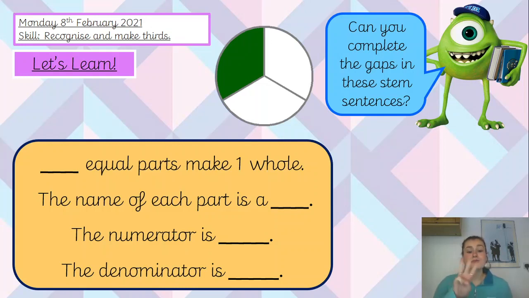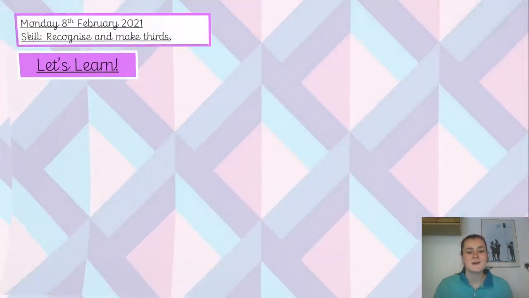Okay, so 3 equal parts make one whole in this picture. And as we said at the beginning, the name of each part is a third. So well done if you got that one. So in the fraction 1/3, the numerator, the top number, is 1 because we've got one section shaded in. And the denominator, the bottom number in our fraction, is 3 because the whole has been split into 3 parts. Well done if you got that.